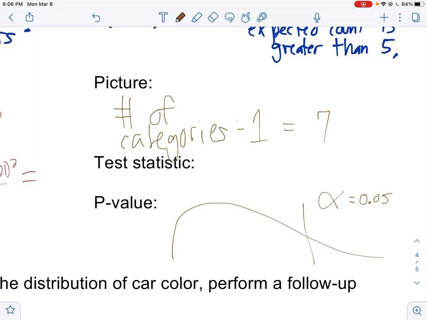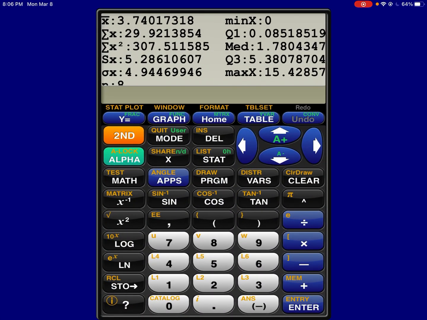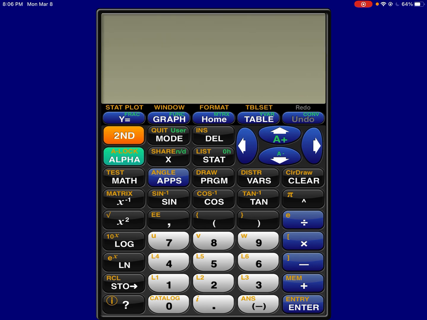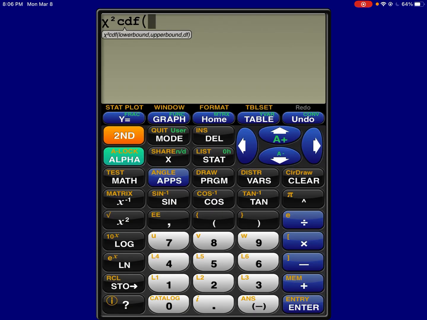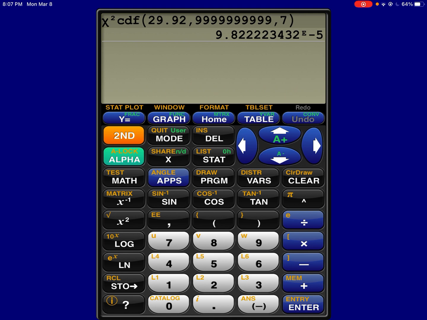I'm going to go second, vars. I'm going to clear all this stuff. Second, vars takes me to all my distribution calculations. Chi-square CDF. All right. I'm going to go from my chi-square statistic of 29.92 to a really high upper bound. I like to enter in all those nines. And then my degrees of freedom, which in this case was 7.